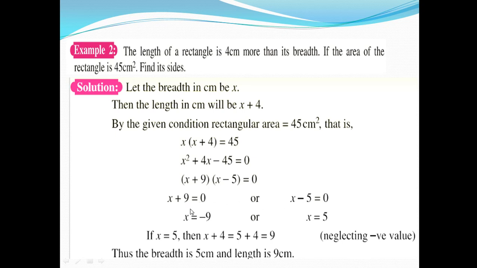x is equal to minus 9. The negative value is neglected because the length cannot be negative. x is equal to 5, and x plus 4 is 9. 9 times 5 is 45. If we use the value minus 9, we get minus 5 and an area of minus 45. This is a neglected negative value. That's why the breadth is 5 cm and the length is 9 cm.